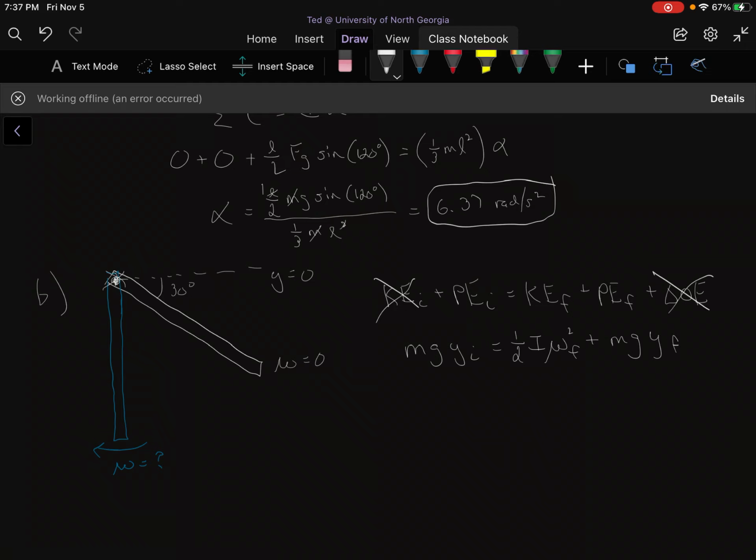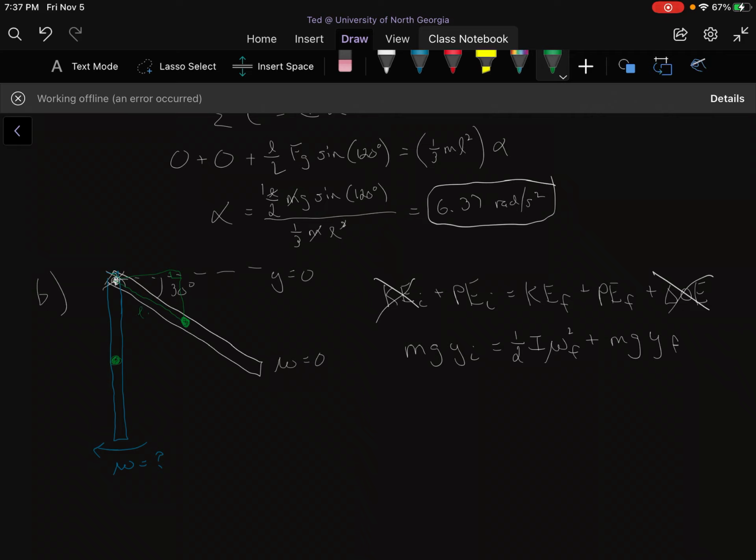Now I've got a little bit of an interesting geometry problem to try to figure out: the initial and final height of this rod. And it's very important that we measure the height to the center of the rod. We always measure to the center of mass of the object. So I need to figure out how high the center of mass is. So what I'm going to do here is imagine a little triangle.